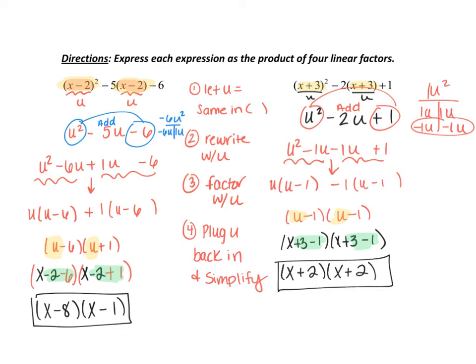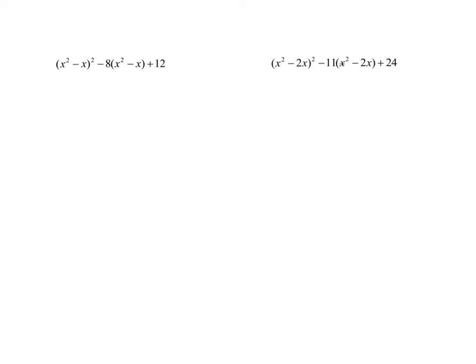Final answer. Okay, so I'm going to do this problem with you, and then I'm going to ask you guys to try this one on your own. So same kind of concept. We're going to let u equal the stuff that's inside the parentheses. So this is what u is. So I'm just going to go ahead and put a u there and a u here. And I'm going to rewrite it using u's. So u squared minus 8u plus 12.